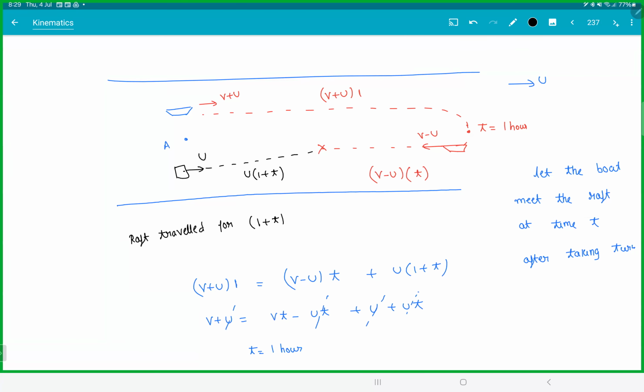But it is also given the raft is traveling for 6 kilometers down. That means U into 1 plus T is 6, and T is equal to 1. So the boat has traveled for 1 hour down and 1 hour up. Total, the boat traveled for 2 hours. This is how you do it in the ground frame.